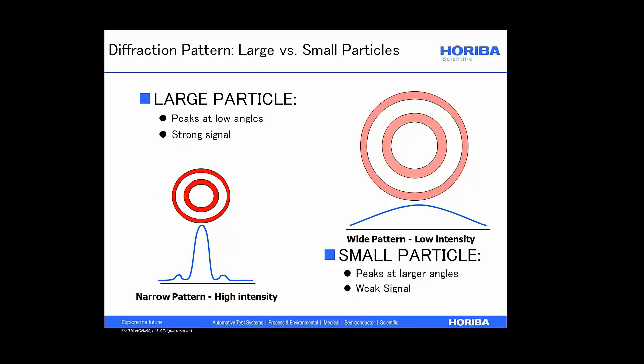Here is another plot giving you the same idea, except with two-dimensional scattering plots. These rings will be the scattering from a large particle where you have low angles and very strong scattering, and small particles with peaks at wider angles and a weaker scattering.